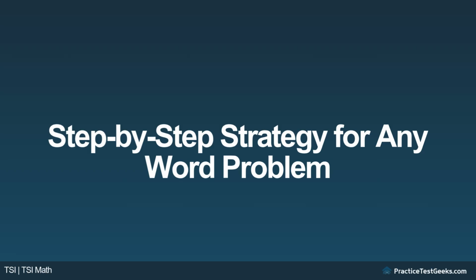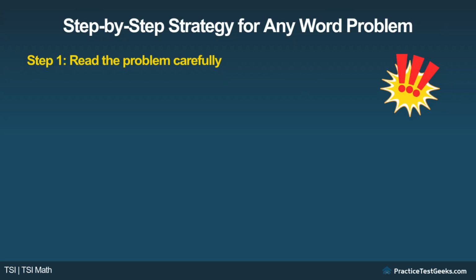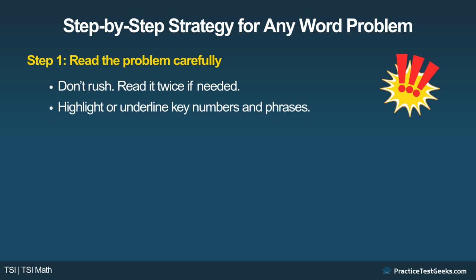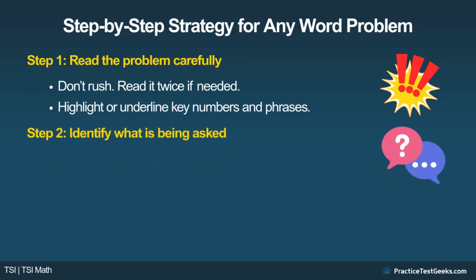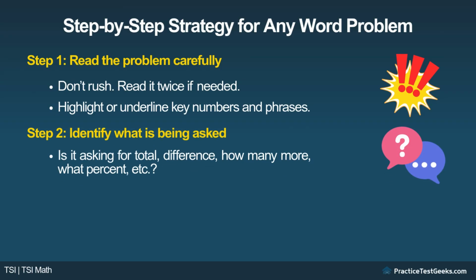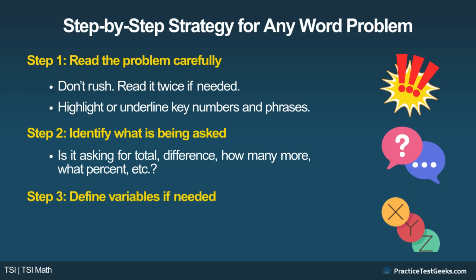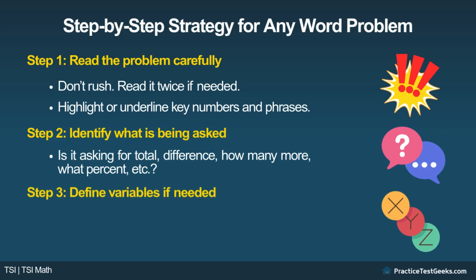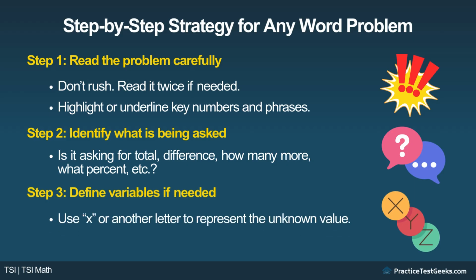Step-by-step strategy for any word problem. Step 1. Read the problem carefully. Don't rush. Read it twice if needed. Highlight or underline key numbers and phrases. Step 2. Identify what is being asked. Is it asking for total, difference, how many more, what percent, etc.? Step 3. Define variables if needed. Use x or another letter to represent the unknown value. Write "let x equal the number of..." to stay clear.